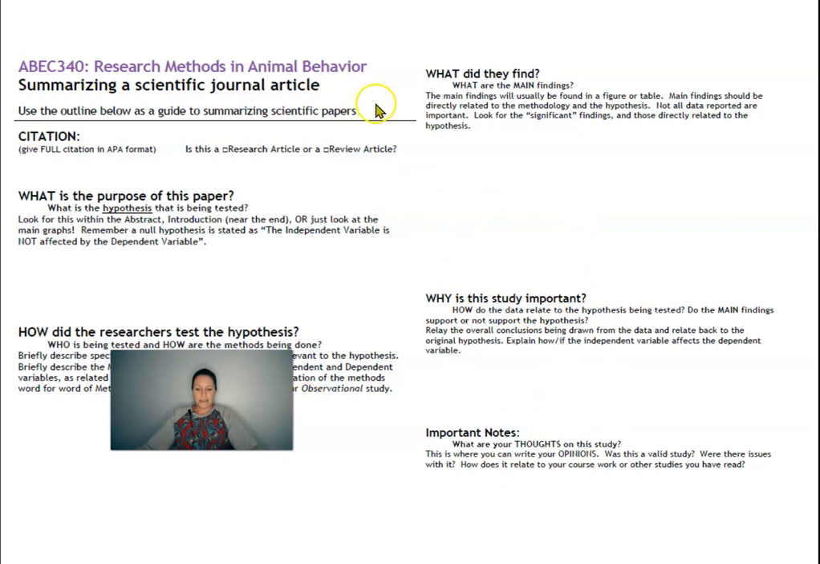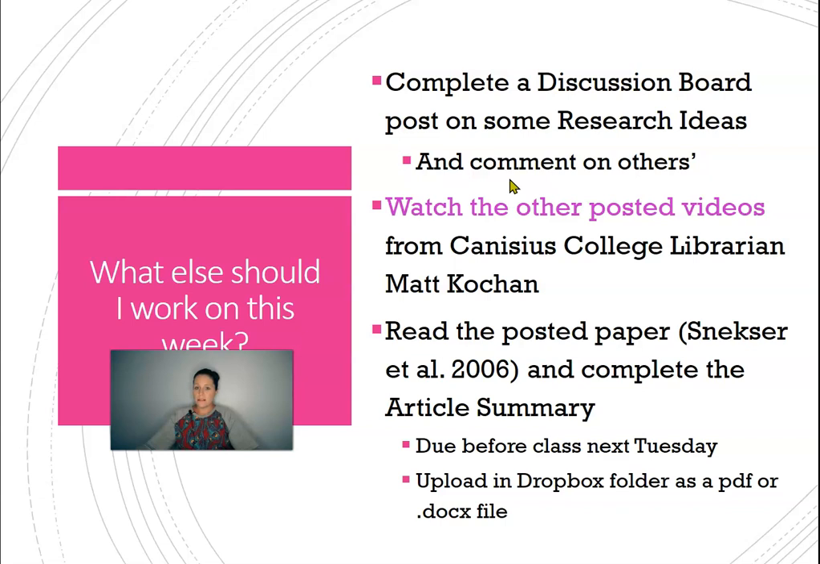So I hope this is helpful as we get started, as you're summarizing first this article, and then as the weeks go on, other articles that you found for yourself. We will search for articles, and I will help you to do that. And I've actually posted a few extra videos this week from the Canisius College Library. Our librarian, Matt Koshin, who's wonderful, has made us a couple videos about looking up scientific articles and trying to use the search engines from our library to find what we're looking for. So I'm going to talk more about that in class on Tuesday. We'll go through some examples ourselves, but if you want to get a jump start on that, please watch the other videos by Canisius College Librarian Matt Koshin.